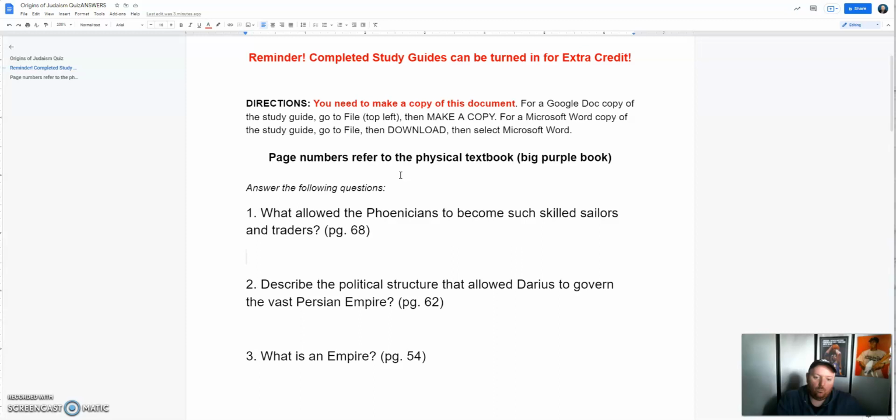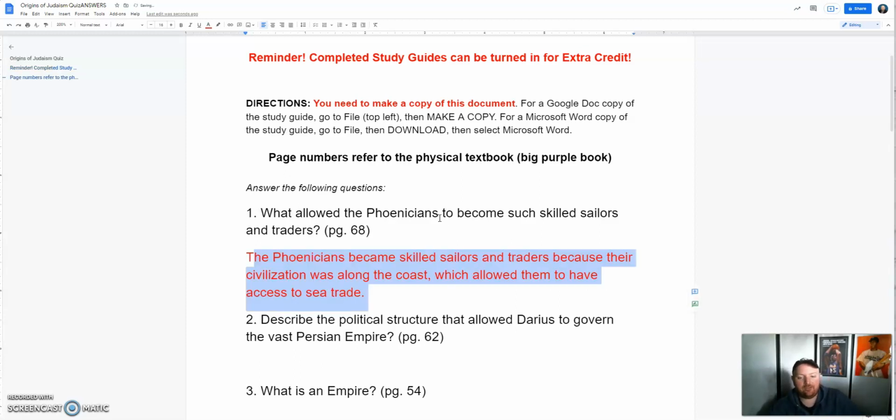So question number 1 is, what allowed the Phoenicians to become such skilled traders and sailors? I know I mixed those up, but it's all right. What allowed the Phoenicians to become such skilled sailors and traders? Well, the Phoenicians lived along the coast. They lived along the coast of Africa, and they became skilled sailors and traders just because of where they lived, right? Because if you live along the water, you're probably going to learn how to sail, and you're going to learn how to navigate the water, right? Because it's just where you live. So they live right along the coast, right along the ocean. So they became good sailors just by the proximity.